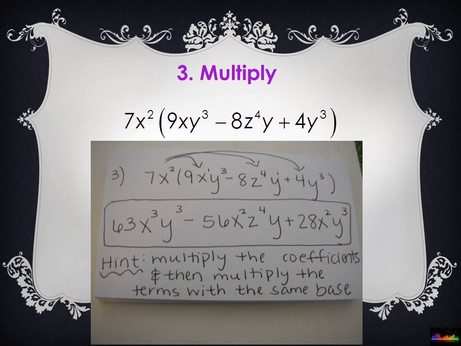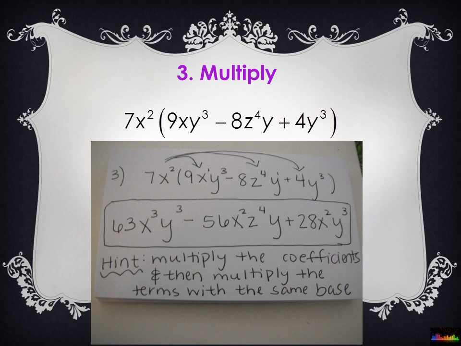Then we've got to distribute 7x squared to the second term. We again multiply the coefficients first, so 7 times negative 8 is negative 56. Then we have x squared. There is nothing in that second term of the polynomial that has the same base, so we keep x squared in our answer. Then we also keep z to the fourth and y in our answer. It's all being multiplied, so it needs to be in our final answer.